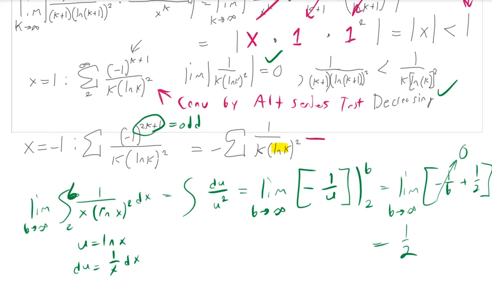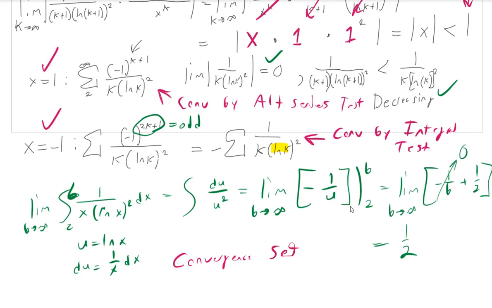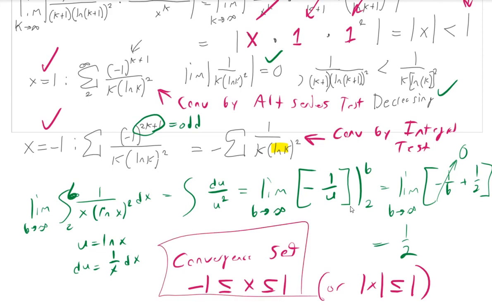That means that our series here converges by the integral test, because the integral itself converges. Therefore, it works yet again at both of the bounds 1 and -1. So we have our convergence set to be -1 less than or equal to x less than or equal to 1. Or if you want to write it as something like absolute value of x is less than or equal to 1, that also works. But that would be our convergence set there.